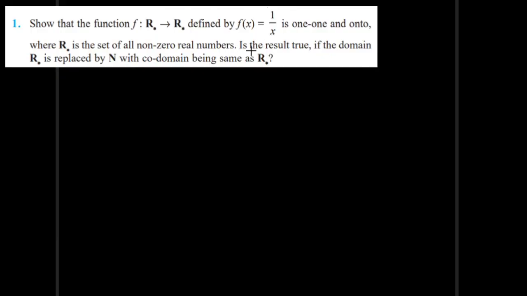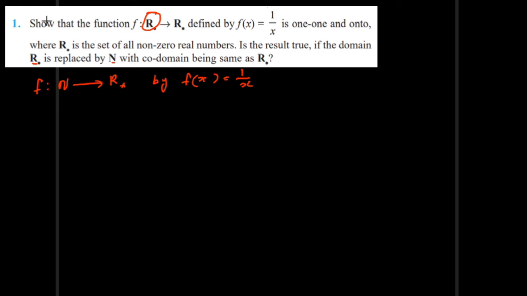Second part of the question: the result is true, that means the function is 1-1 or onto if the domain is replaced by the natural numbers, with the codomain being the same. That means f from N to R star. Instead of R we have replaced N, defined by the same f of x equal to 1 by x. That is, if you take x, the reciprocal of that is the function defined.